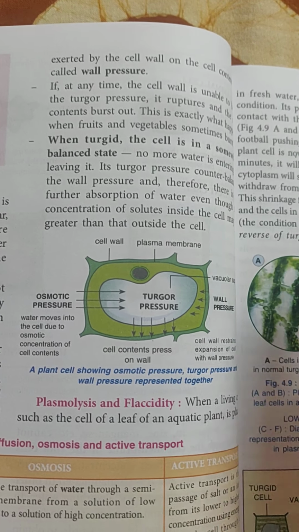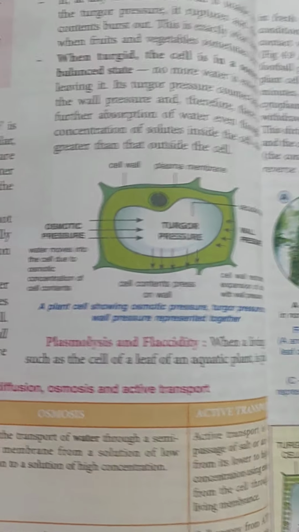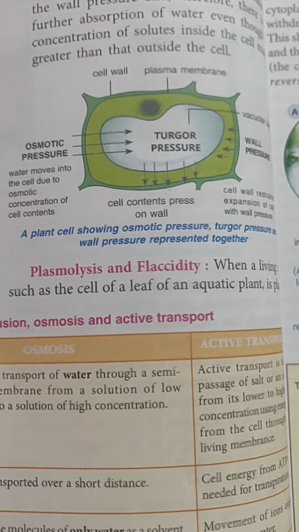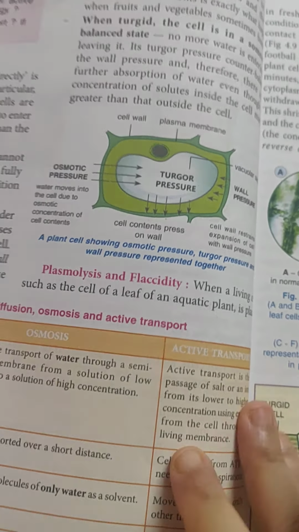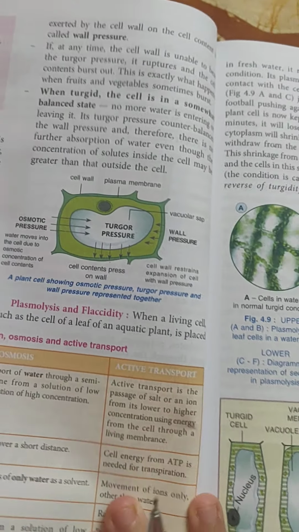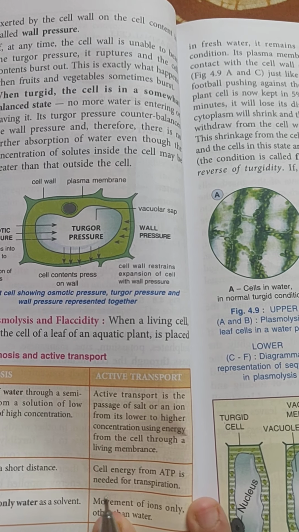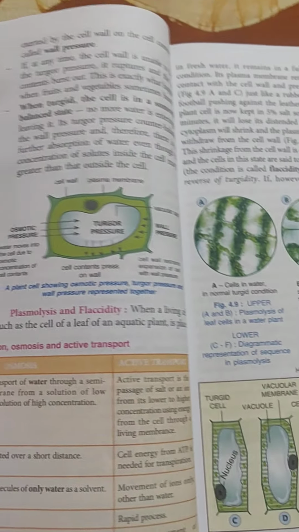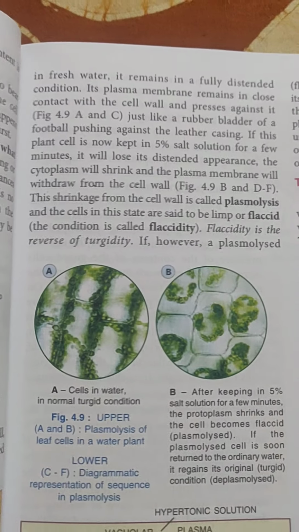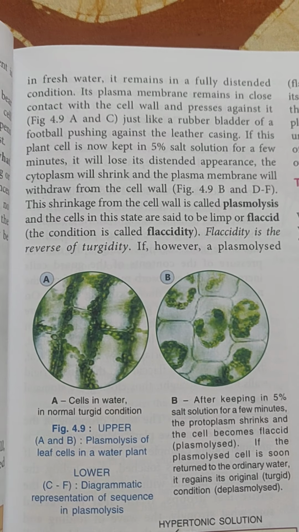Okay. Now let us come to plasmolysis and flaccidity. Flaccidity is generally considered as the opposite of turgidity. Let us see what it is. When a living cell, such as the cell of a leaf of an aquatic plant, is placed in fresh water, it remains in a fully distended condition.